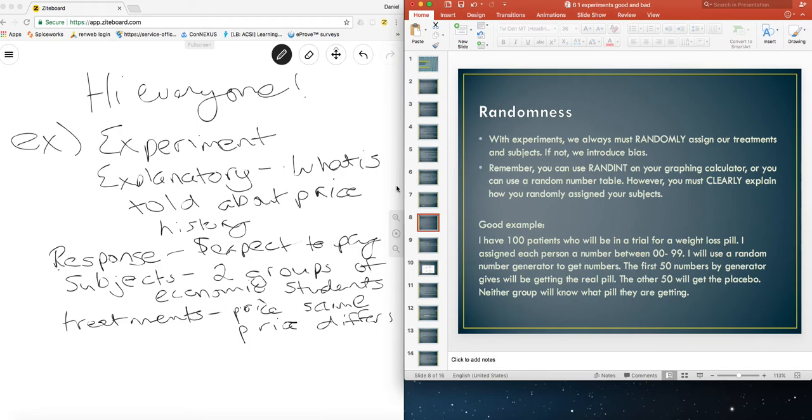Now, I should also put in there that if I pull the same number twice, we just skip it and keep going on. And then the other important thing about this experiment is I'm not going to tell the patients which group they're in, because that can introduce that whole placebo effect. So if I tell you you're getting the real diet pill, well, then maybe you'll just lose weight because you're expecting to.